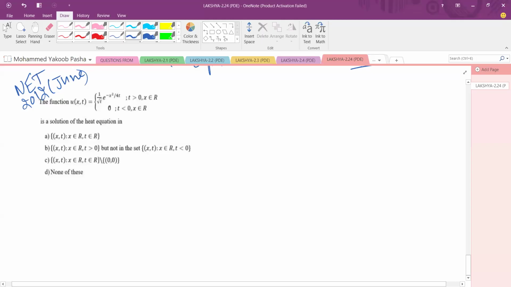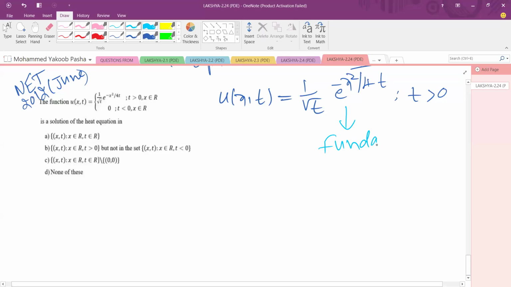So first I am writing the solution. We are given the solution. This function is the solution of the heat equation, no need to write the heat equation. Just we can observe here u of x comma t is equal to 1 by root 2t into e to the power of minus x square by 4t. We are discussing this for t greater than 0. Whenever t is less than 0, u of x comma t is the trivial solution only. This solution is called, as I already told, the fundamental solution.